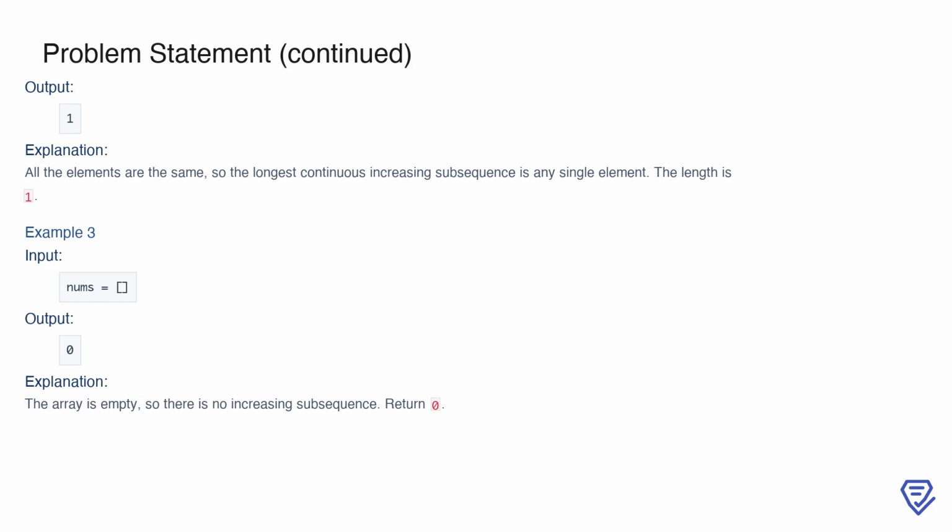In the second example, the input array is 2, 2, 2, 2, 2. Here, all the elements are the same, so there isn't any increasing subsequence. The longest continuous increasing subsequence in this case is any single element, and its length is 1. For the third example, the input array is empty, represented by []. Since the array contains no elements, it's impossible to have an increasing subsequence, so the output in this case is 0. These examples show how the constraints of the problem apply to different scenarios, including arrays with duplicates and empty arrays.